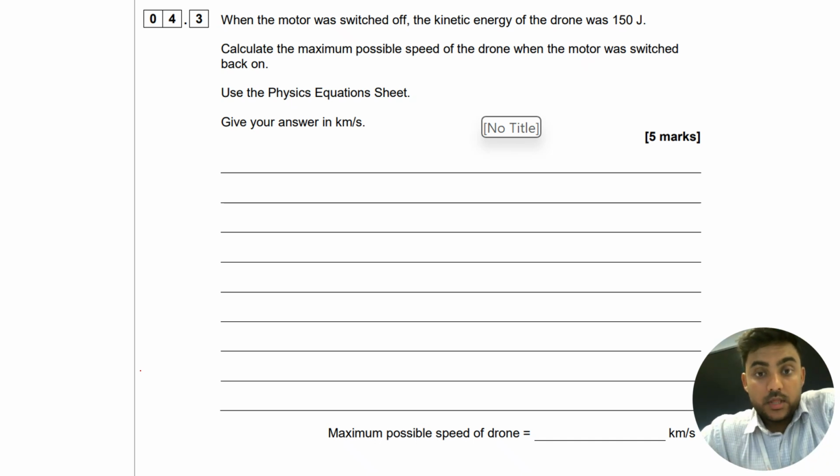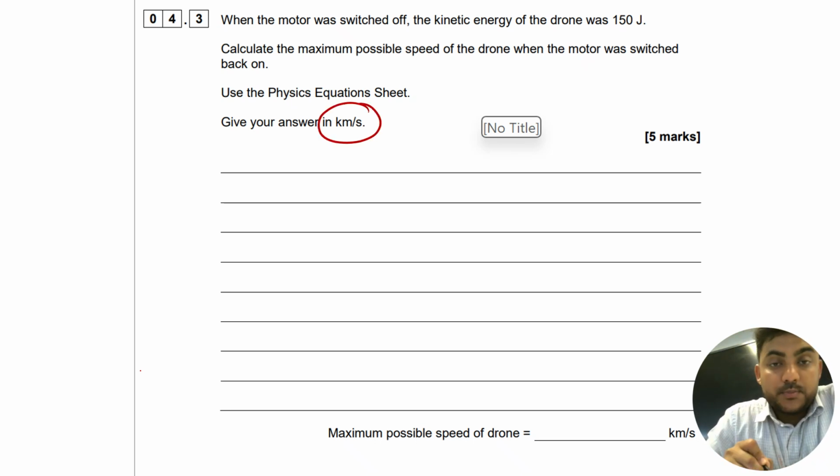When the motor was switched off, the kinetic energy of the drone was 150 joules. Calculate the maximum possible speed of the drone when the motor was switched back on. Use the physics equation sheet for the equation, and it gives you your answer in kilometers per second. That's going to come in later. Firstly, the drone was moving at the top, and it had 150 joules of kinetic energy. However, after being dropped 160 meters, we know from the previous question, it has gained some kinetic energy. How much kinetic energy has it gained?